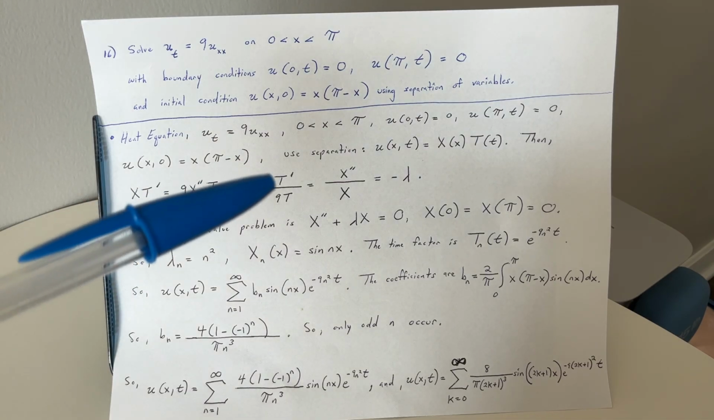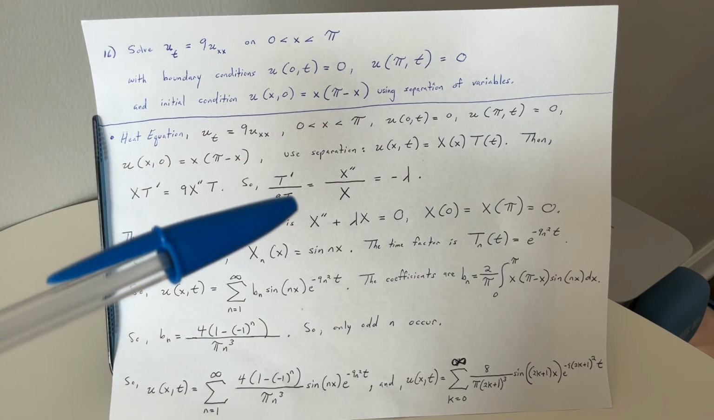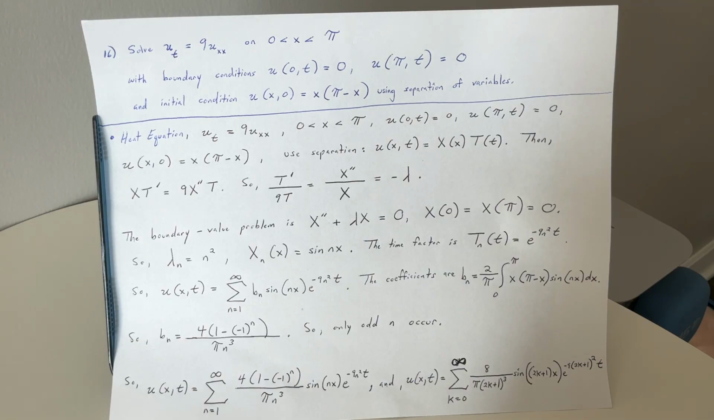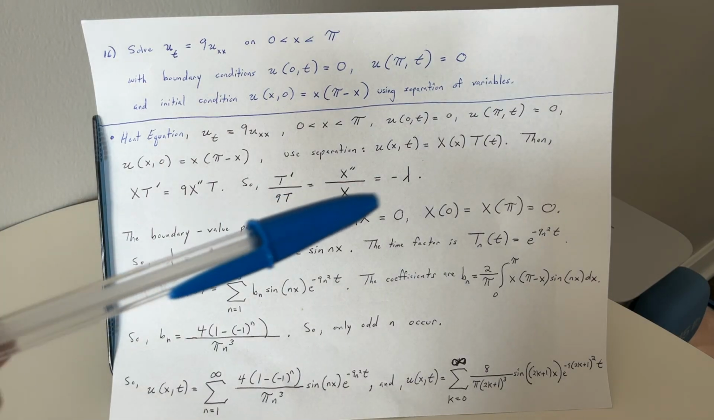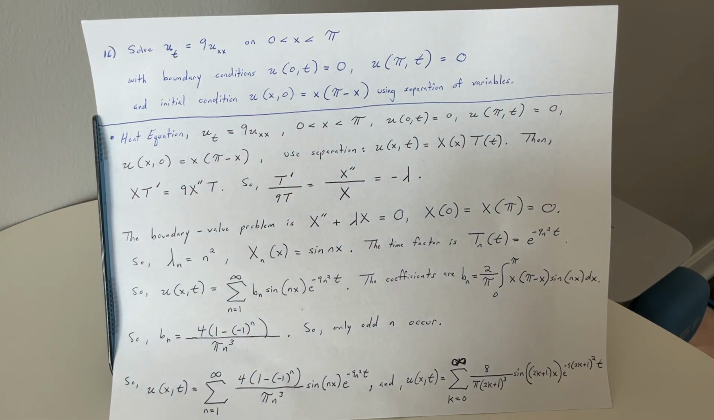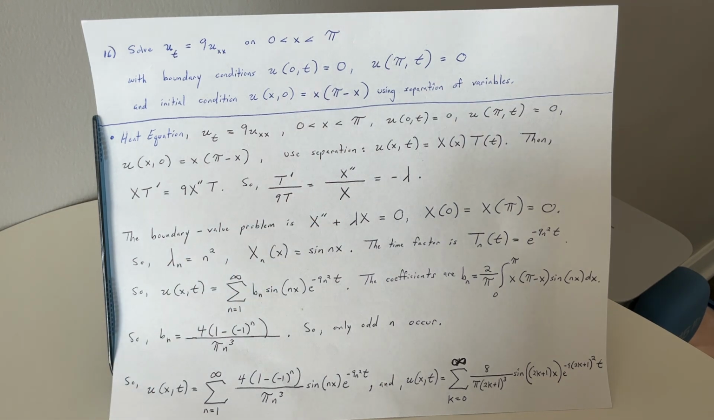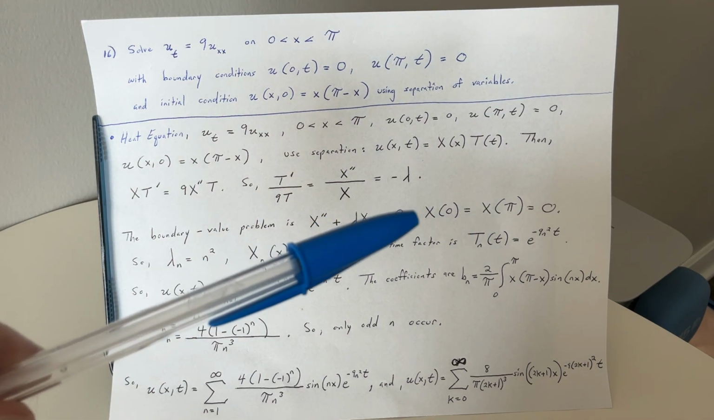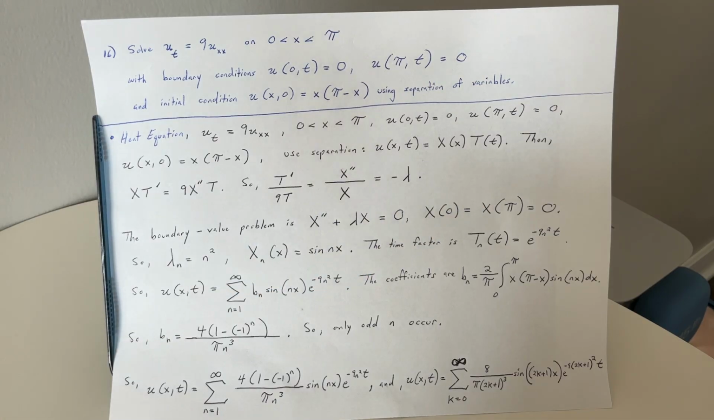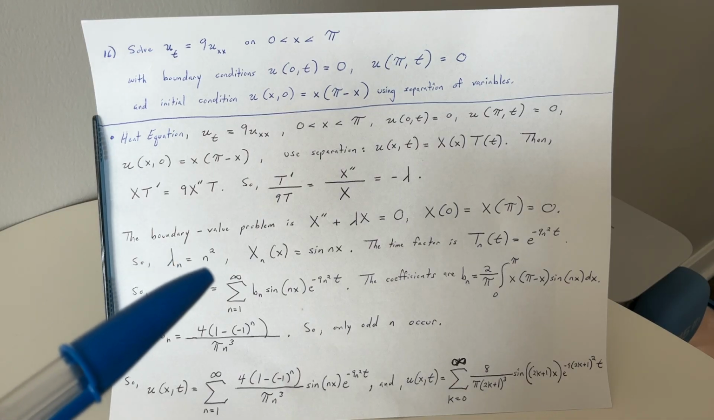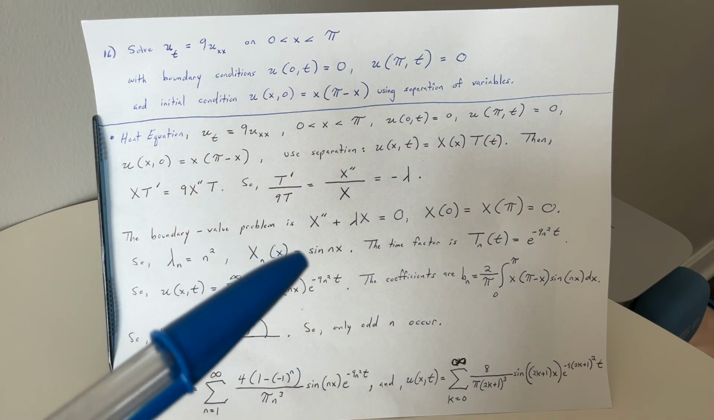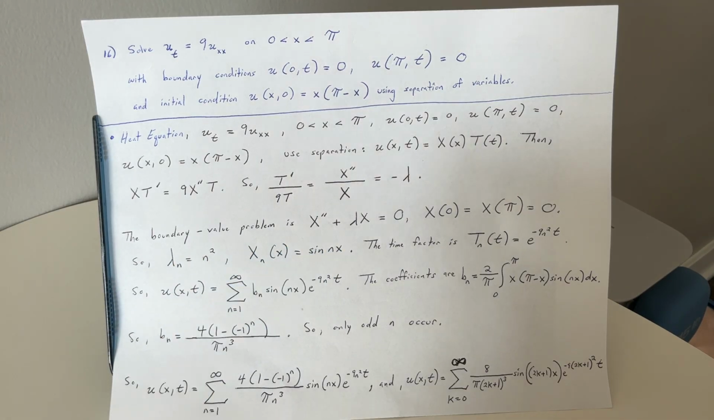So capital T prime over 9 capital T equals capital X double prime over capital X, and that equals negative lambda. So the boundary value problem is capital X double prime plus lambda capital X equals 0, capital X of 0 equals capital X of pi equals 0. So lambda sub n equals n squared, X sub n of x equals sine of nx.